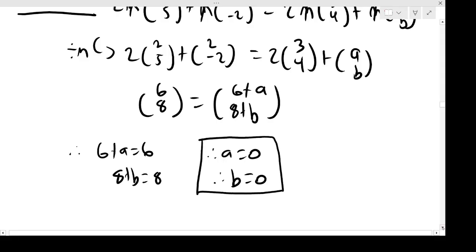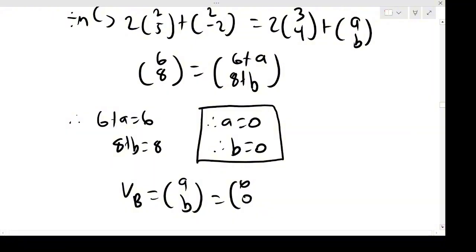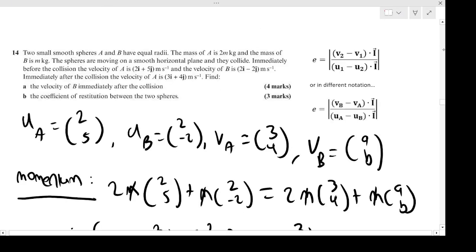So that means that the velocity for B afterwards, VB, which is (a, b), well, they're both 0, which basically tells me it goes to rest. Okay, so the second particle B goes to rest afterwards because there's just nothing there. And so there we are, hopefully happy with that. So I'll just apply momentum there in that case.